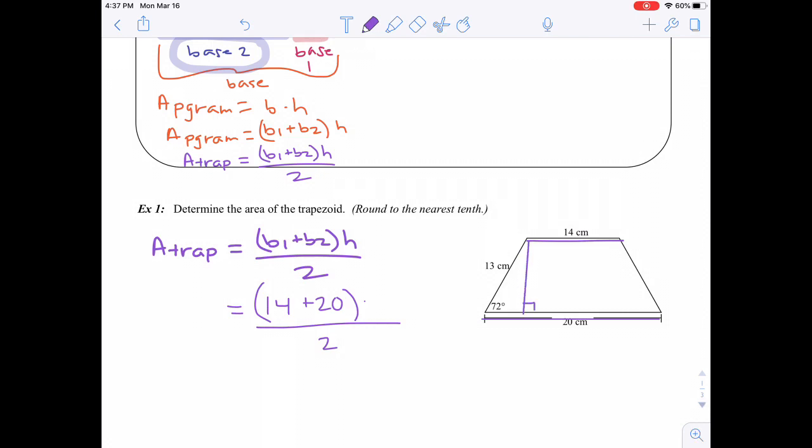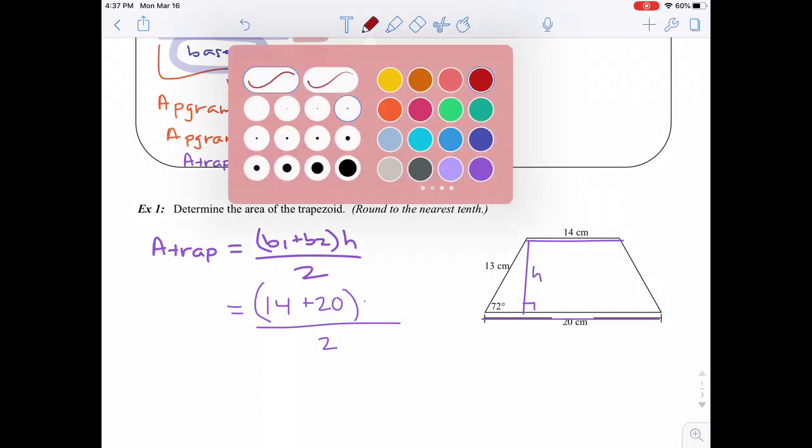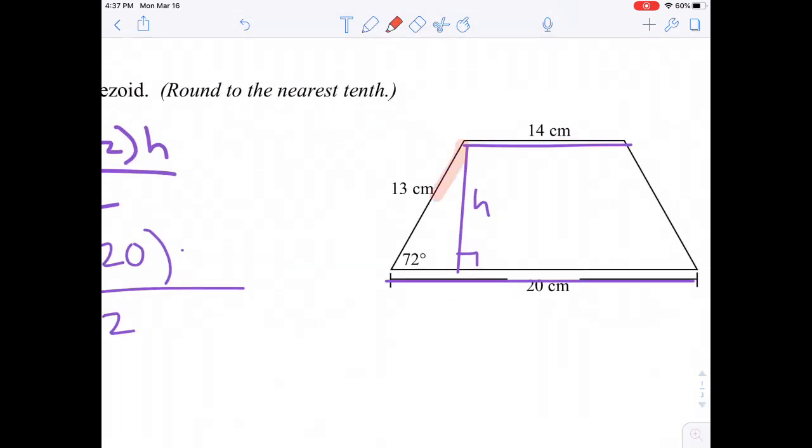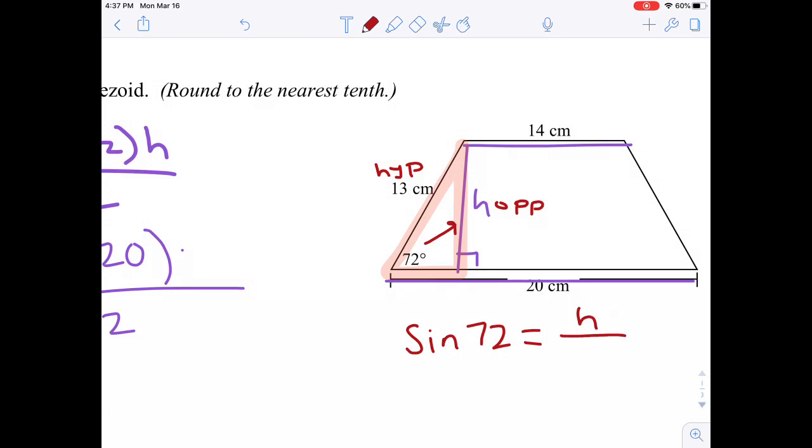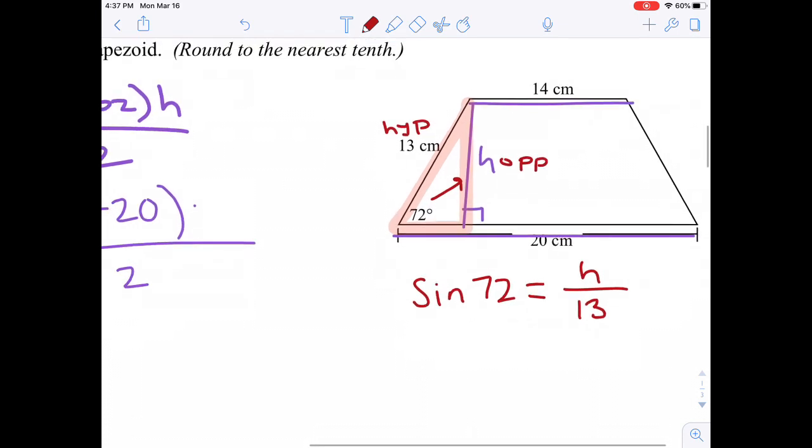So here's my height. I don't know what it is, but I do have a right triangle here, and I know one side and I know one angle, so I can find that height using some right triangle trig. So I'm going to set that up. This is opposite. This is hypotenuse. So we're talking about sine of 72 degrees is equal to the opposite side, which is my height, over my hypotenuse side, which is 13. And I could cross multiply. And now I know exactly what my height is.